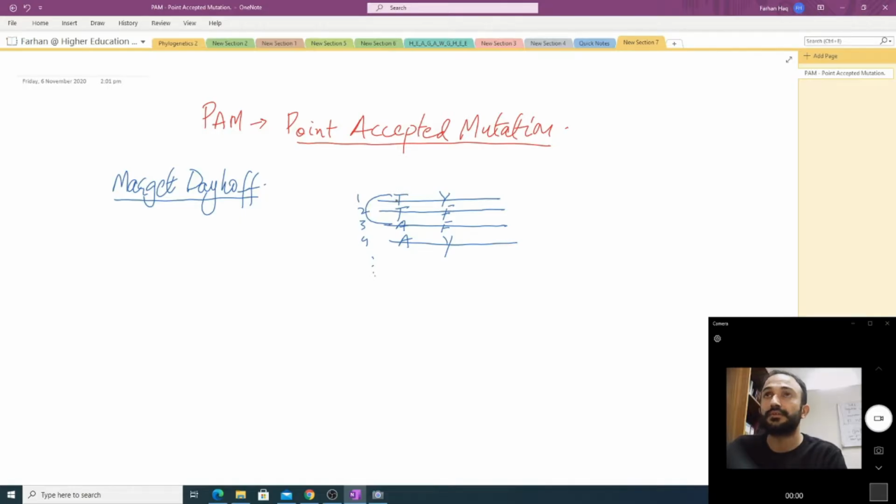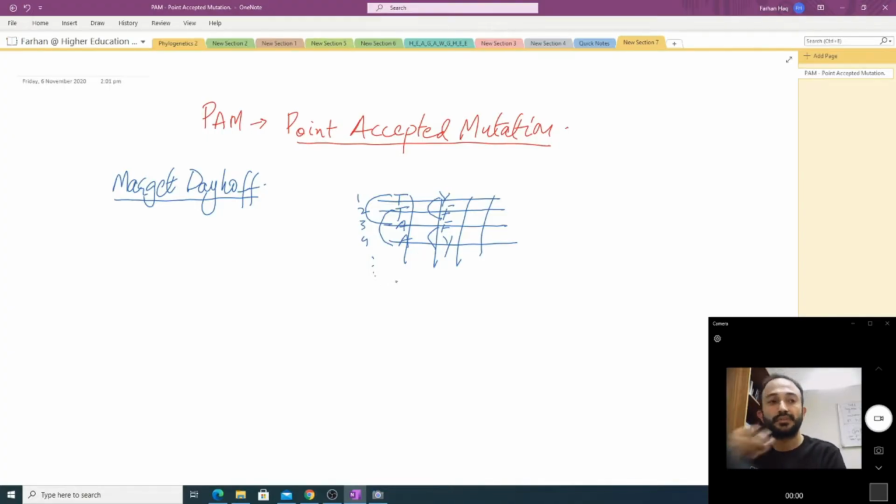For example, the mutation or change from T to A, or A to T, or Y to F, or F to Y. The frequency at each site, for all the sites, was calculated, and that frequency of change or mutation was then stored in a matrix, so that we can estimate that there is a high possibility of change at this site, of this amino acid, based on the available protein sequences.